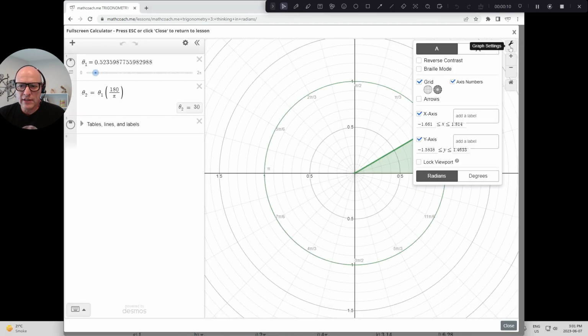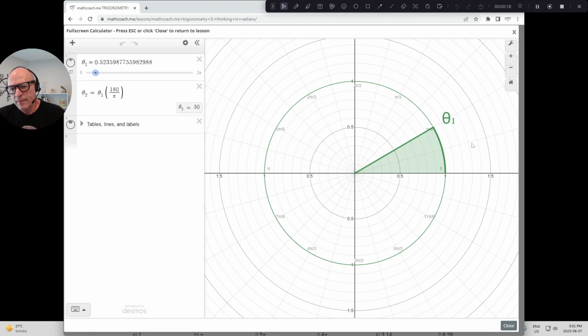And when I look at these settings, again, I'm using the radial grid setup and radians as my measure for my angles. And I can see that here. So this is pi over 6, pi over 3, pi over 2 at 90 degrees, pi at 180 degrees, and once around the circle, 2 pi at 360 degrees.